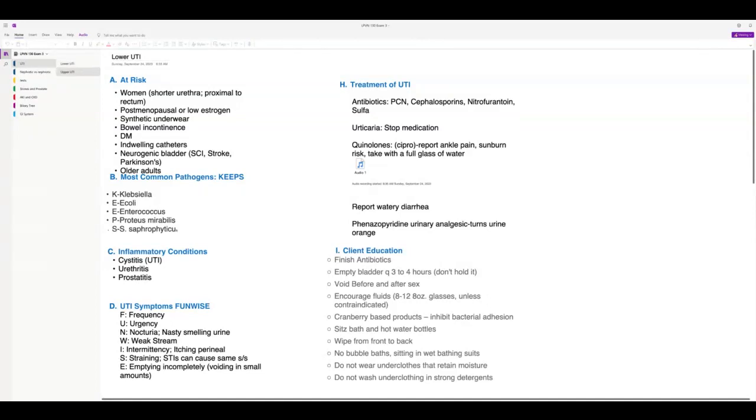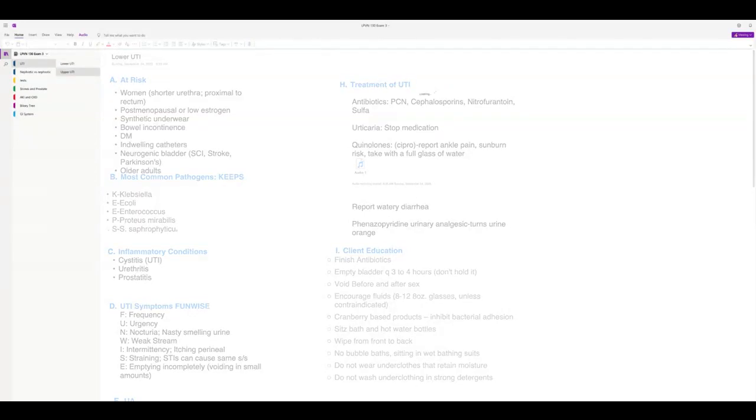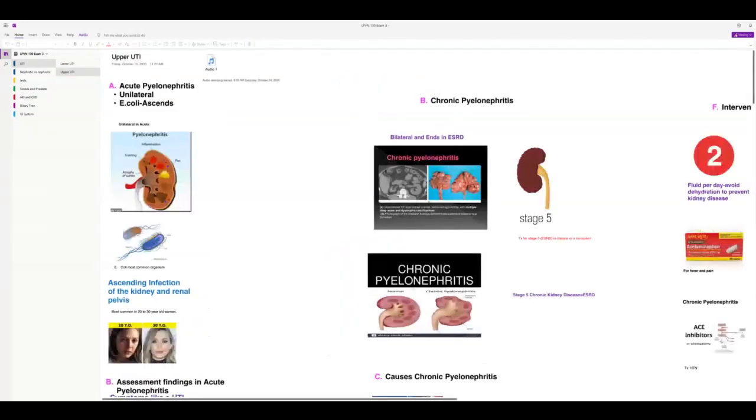Gotcha. Yeah. And the diuresis when you go a lot. Okay, yeah, that makes sense. Yes, you have a lot.